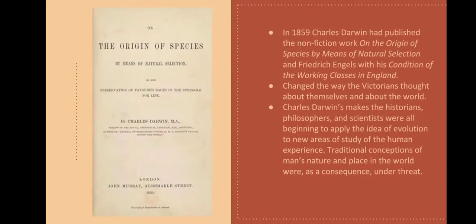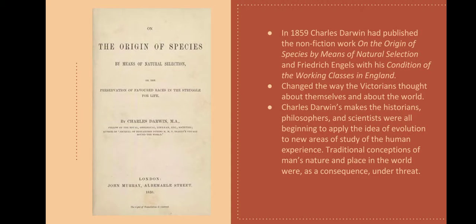So, in 1859, Charles Darwin published the non-fiction work On the Origin of Species by Means of Natural Selection, and Friedrich Engels wrote The Condition of the Working Class in England. It all changed the way the Victorians thought about themselves and about the world. Because of Charles Darwin, historians, philosophers, and scientists were all beginning to apply the idea of evolution to new areas of study of the human experience. Traditional conceptions of man's nature and place in the world were as a consequence under threat.